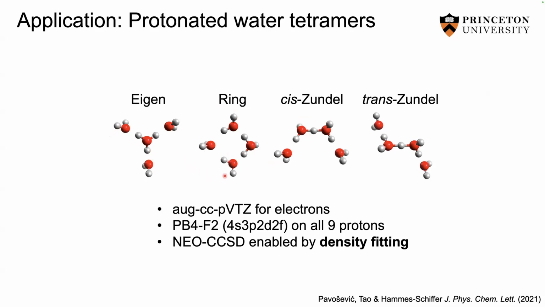So the relative energy of these isomers is very small. There are small differences in energy, and the 0-point energy of the quantum protons makes a big difference in the relative energetic ordering. So in these calculations, we treated all the electrons with aug-cc-pVTZ. And then we treated all 9 of the protons on each of these clusters quantum mechanically at the same level of theory, with coupled cluster theory, with a fairly sizable protonic Gaussian basis set.